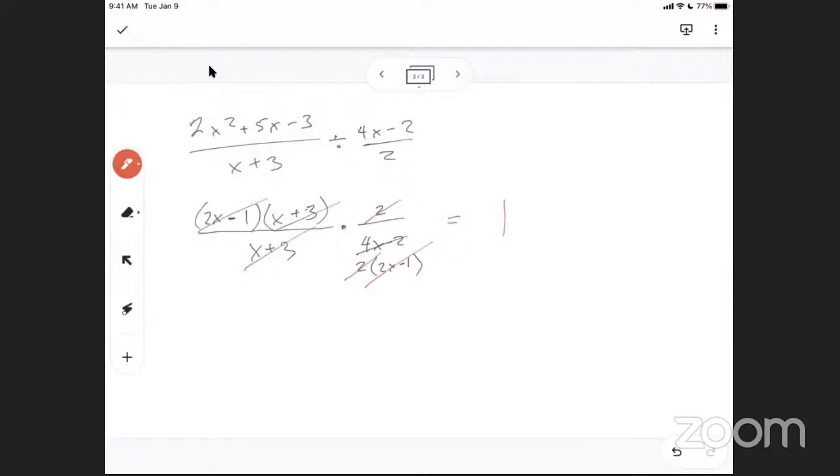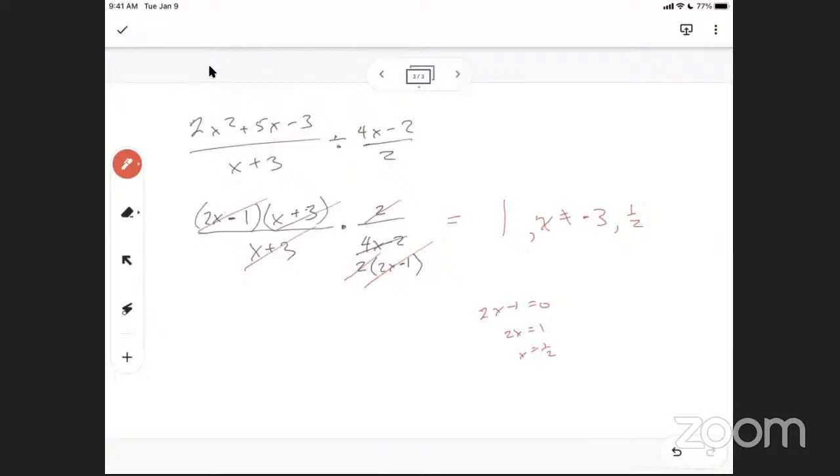But remember, you have to say that x cannot equal -3. And it also can't equal, solve this for 0, that'd be positive 1/2. Write 2x minus 1 equals 0 and solve it. Oh, you're right. 2x equals 1, x equals 1/2. Yeah. So what's the answer? The answer is 1, but x can't equal -3 or positive 1/2.